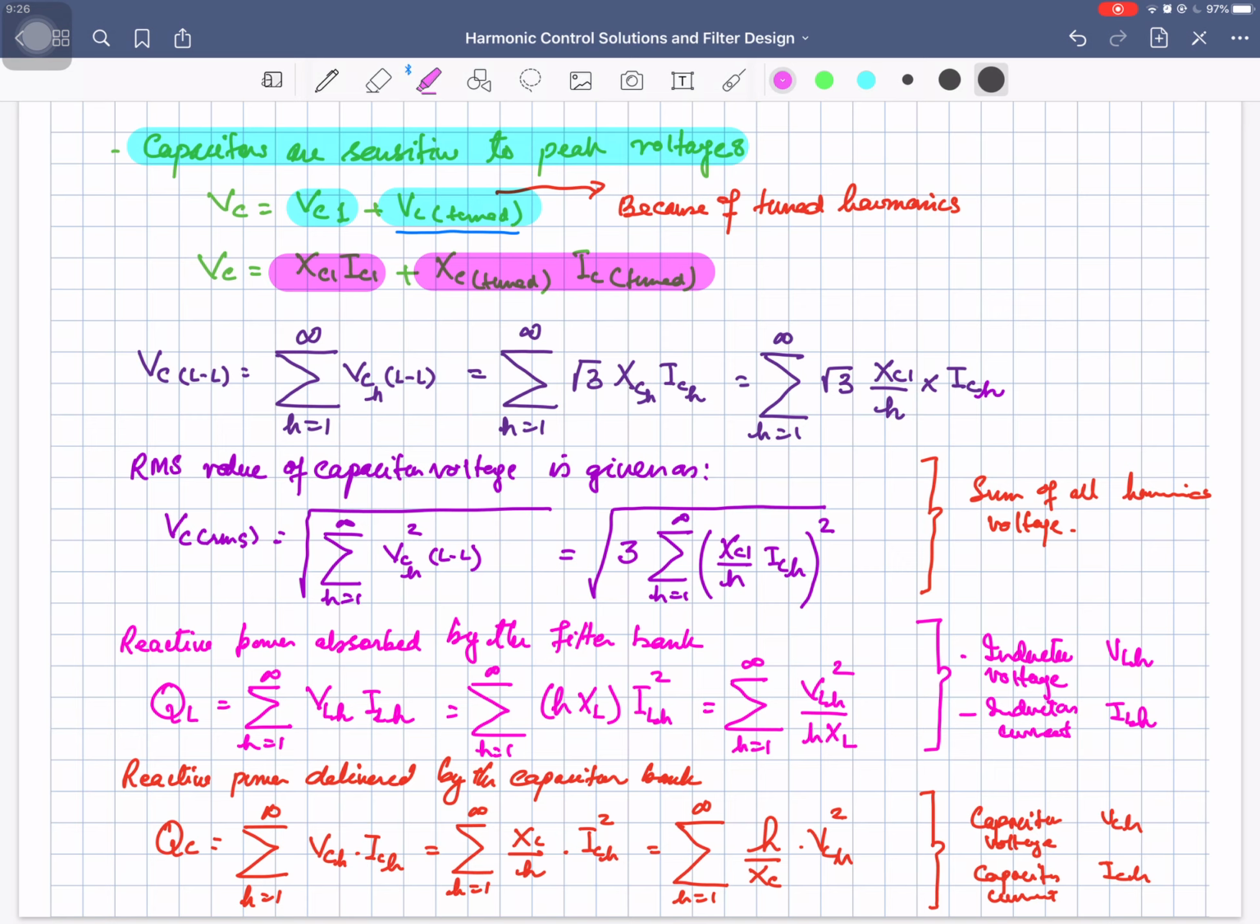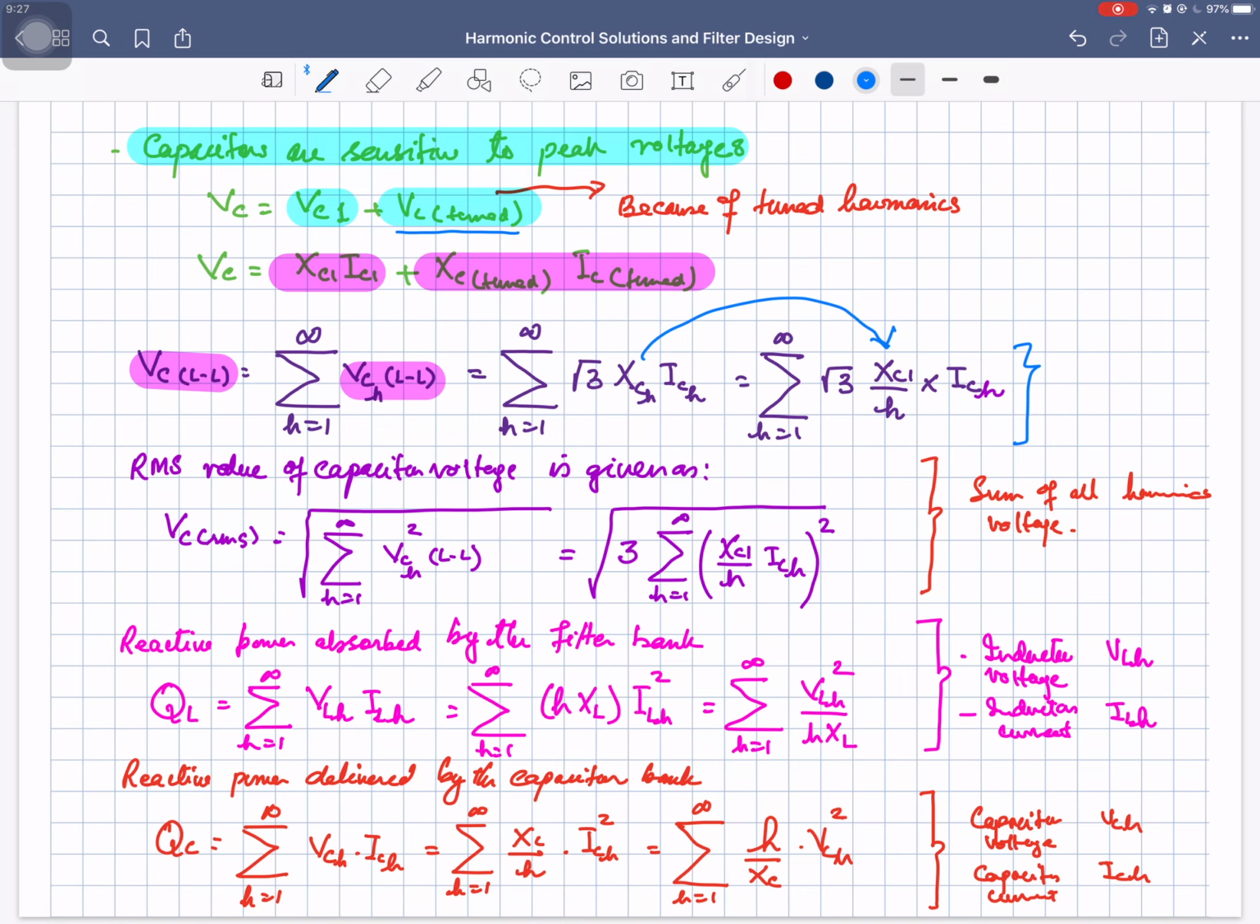Now the capacitor line to line voltage will be equal to the sum of all the harmonic voltages across it, the line to line harmonic voltages, where H is varying from 1 to infinity. So this capacitive voltage can now be written as the square root of 3 times Xc for a particular harmonic into Ic at that harmonic. So now writing this Xch in terms of the harmonic factor, we can write it like this. So the capacitor voltage is given by this equation.